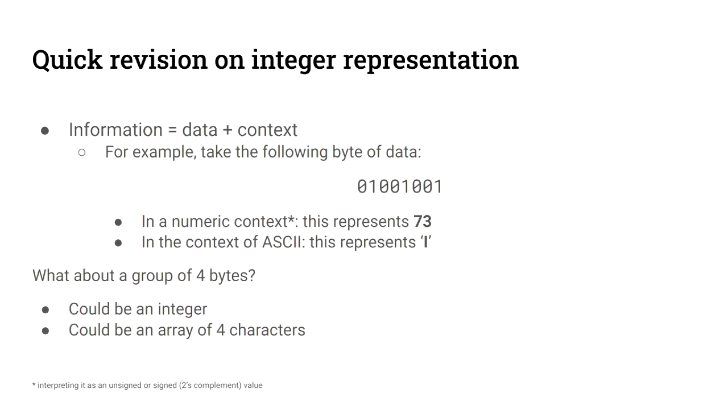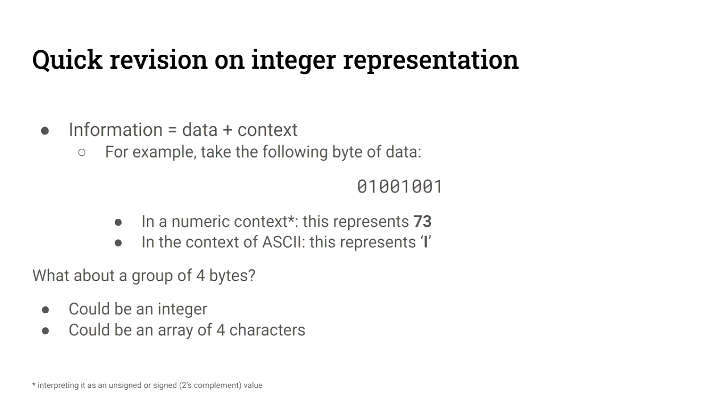Number one, the data, the actual bits that we're storing, as well as the context that we use it in. So let's say, for example, I take these 8 bits, and we look at them as an unsigned numeric value, in which case it would represent the number 73. And if we were to look at it as a character, if we were to match it against the ASCII table, we would say that's a capital I.